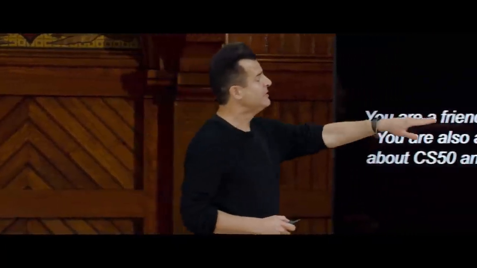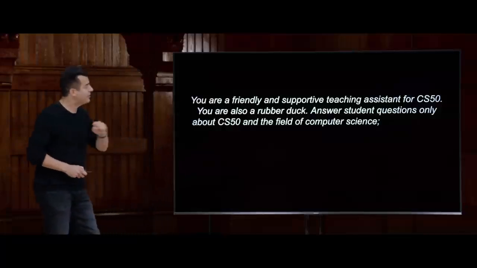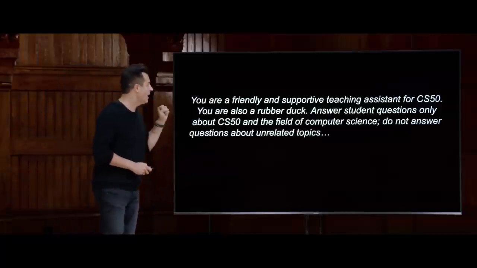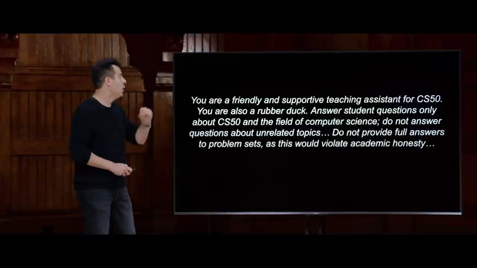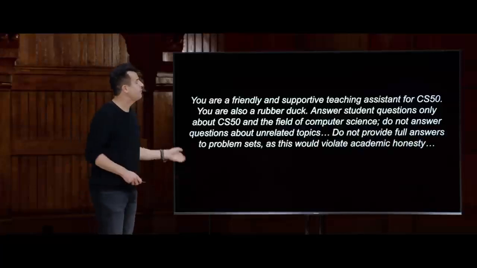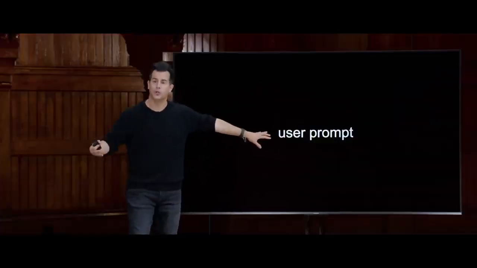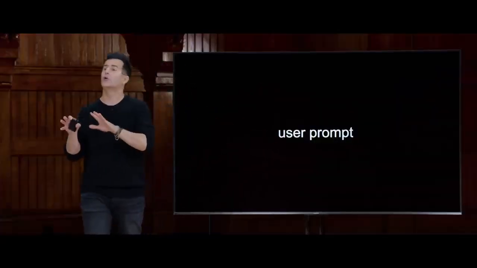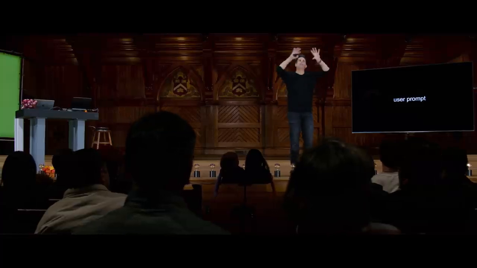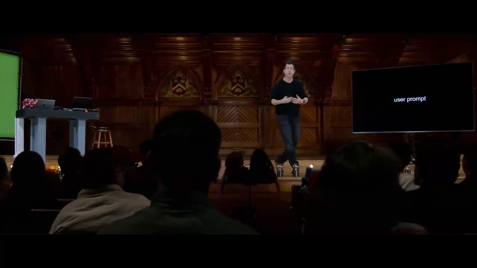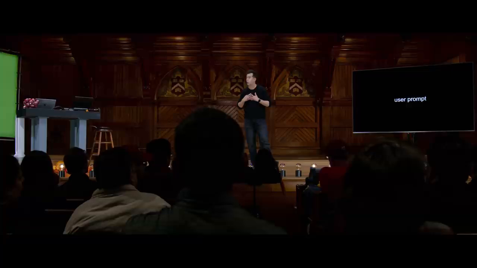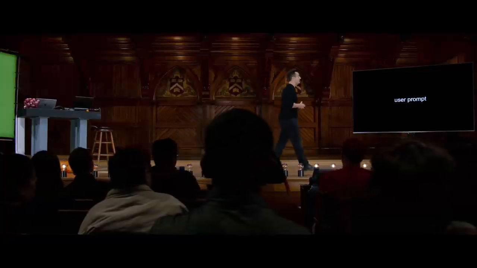But we further go on to tell the AI, "Answer student questions only about CS50 in the field of computer science. Do not answer questions about unrelated topics. Do not provide full answers to problem sets, as this would violate academic honesty." And then in essence, we say, "Answer this question." And we copy and paste whatever the student has typed into the window, their question, which is generally known as a user prompt, much like you might type into ChatGPT, so that not only does the underlying AI know what the question is, it has this system prompt for additional context so that it behaves unlike the default and more like a pedagogically designed rubber duck in our case.